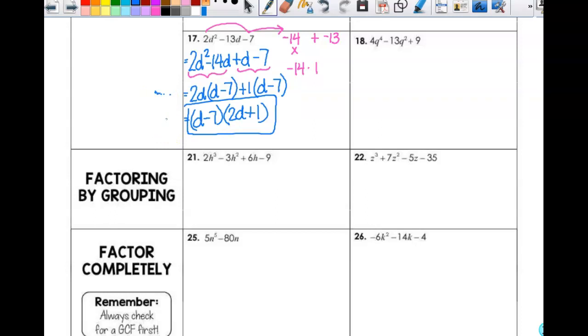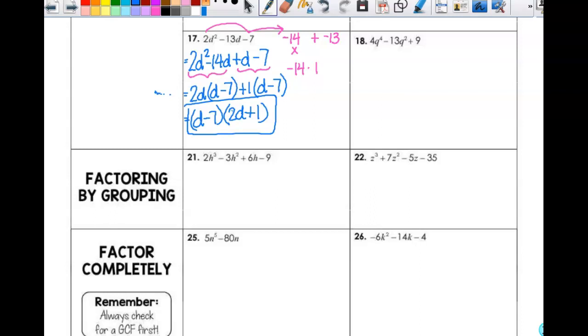Oh, they can be switched. Absolutely, yes. And honestly, when I do it, I would probably write 2d plus 1 first. But what's really happening is that you're factoring this out, so that's why I'm writing it first. I don't know that I even do the same thing every time, but they could totally be switched, and you're fine. All right, any questions? Anything else? That was a good question.